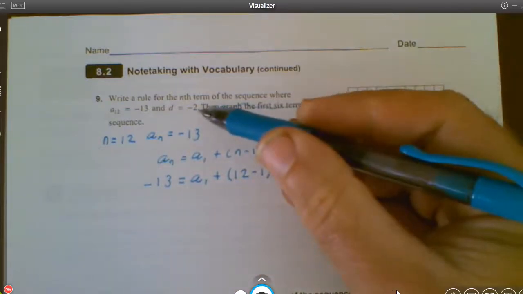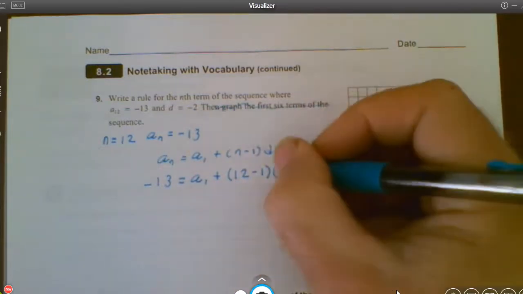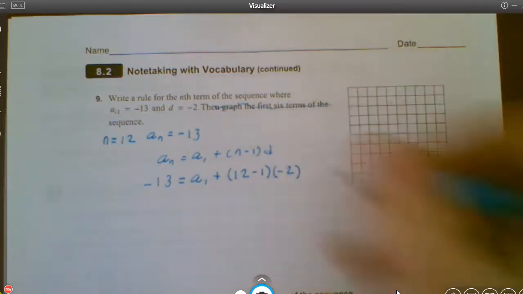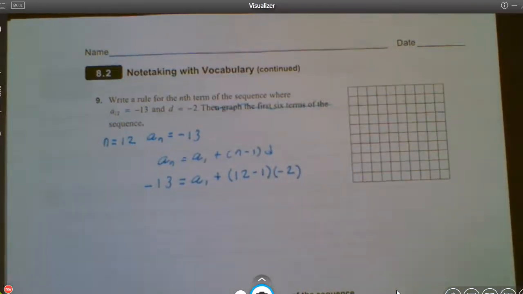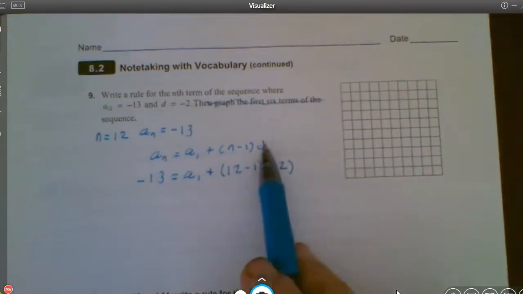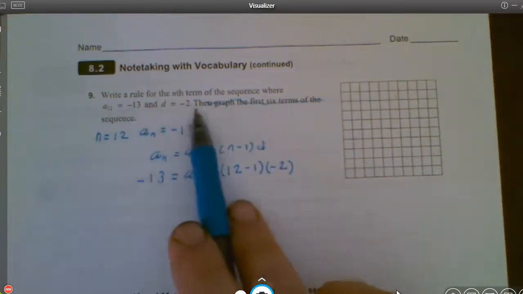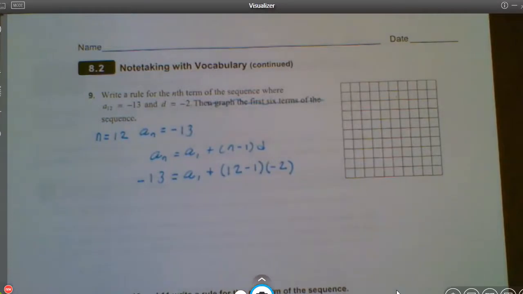And they told me right here that my common difference is -2. So again, all I'm doing is plugging into a formula. It's the same formula every time. I'm just taking the information that they gave me, putting it into the formula, and that's it. So nothing too fancy here, just plugging numbers into a formula.